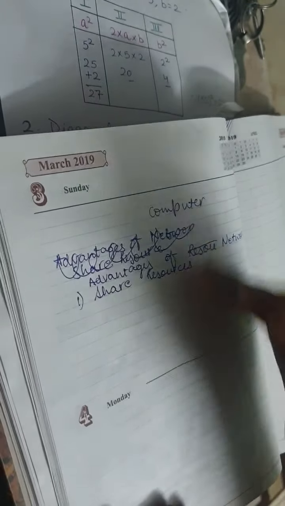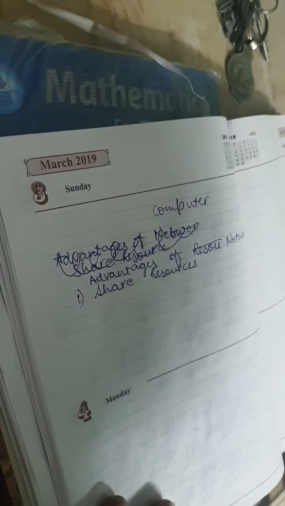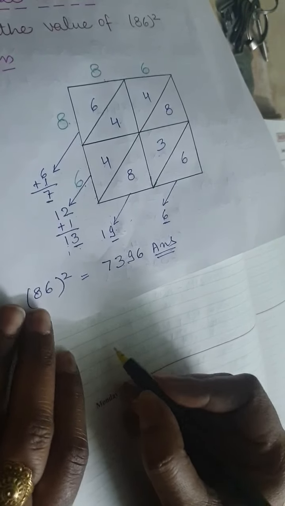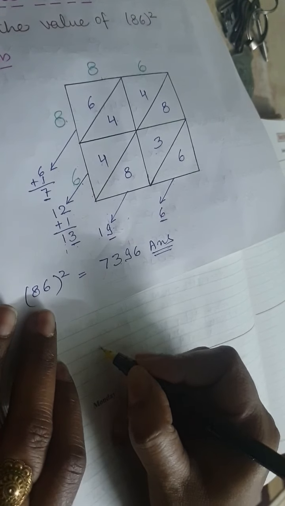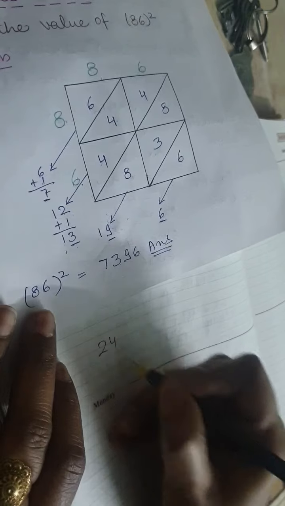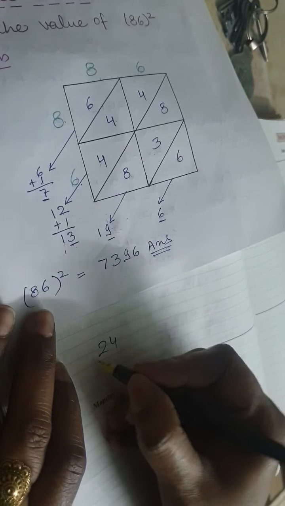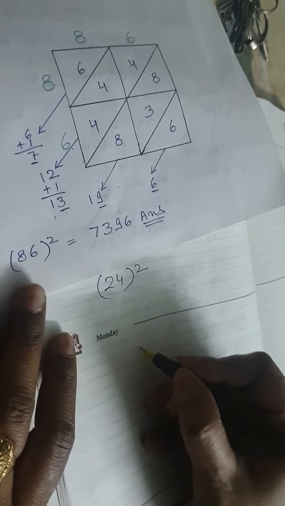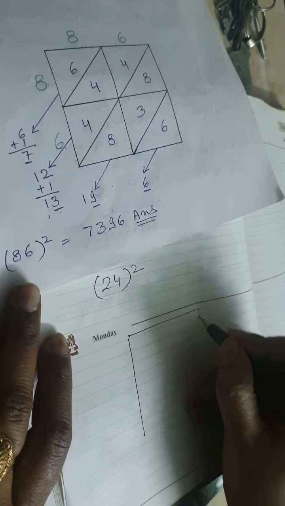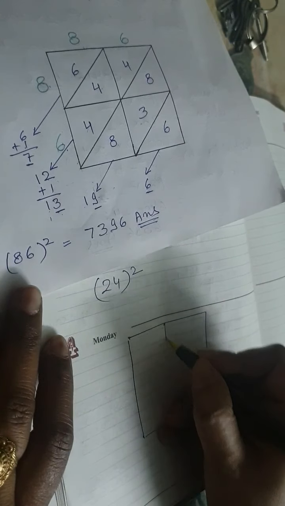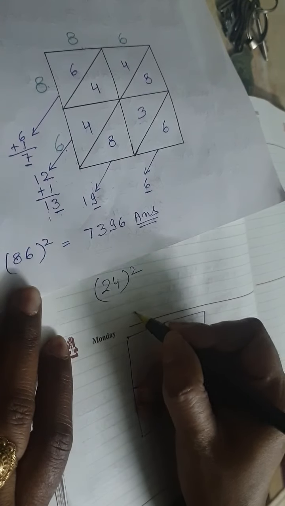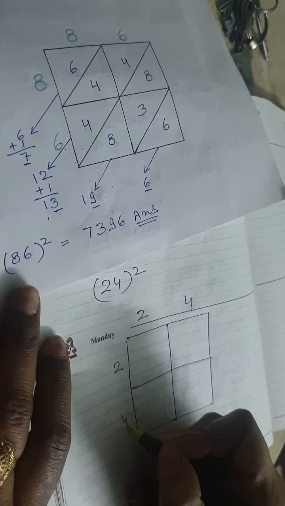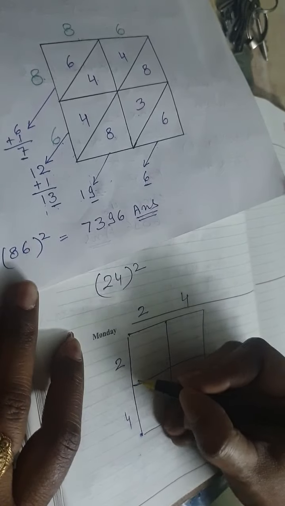Suppose we have to find out the square of 24. What we have to find out? The square of 24. So just make a box like this, 2 4, 2 4. Make diagonals.